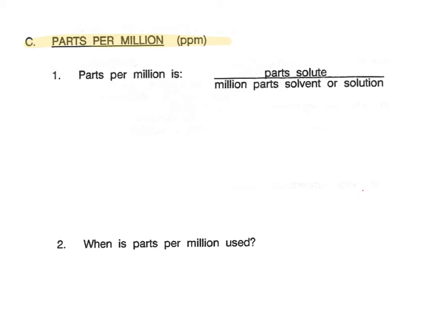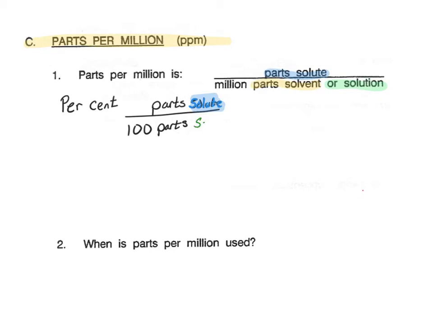A part per million says that there is the number of parts of solute per million parts of either solvent or solution. Parts per million is very similar to percent. In percent, it was parts per 100. Now we're using parts per million. And in percent, it was solute over solution. In the case of ppm, it can be either solvent or solution, and the reason it doesn't matter which I choose, I will get the same answer, is because of the very large number of a million.